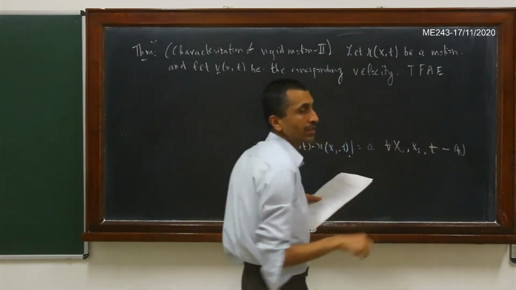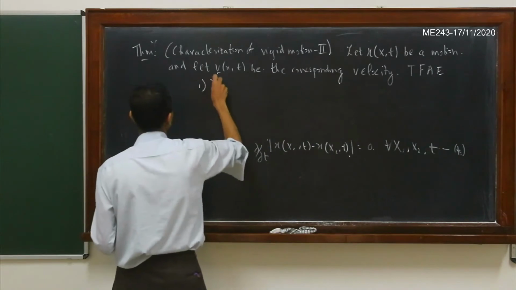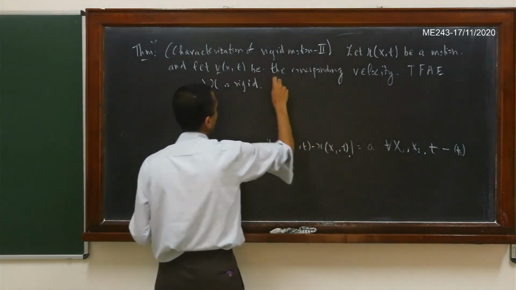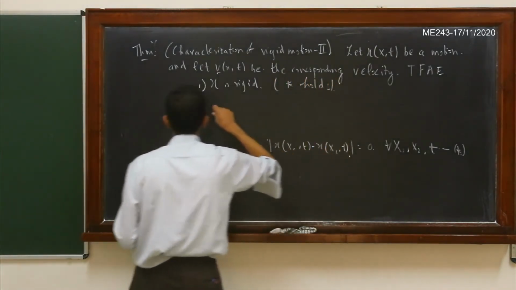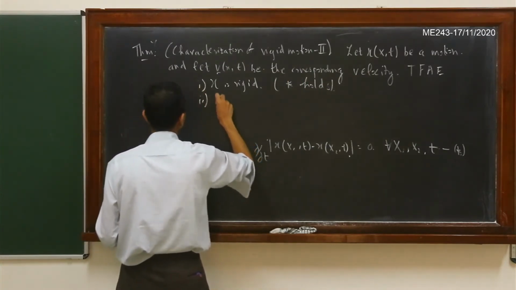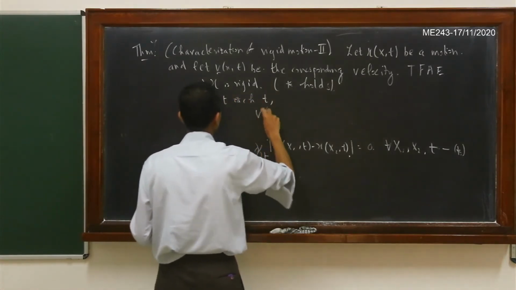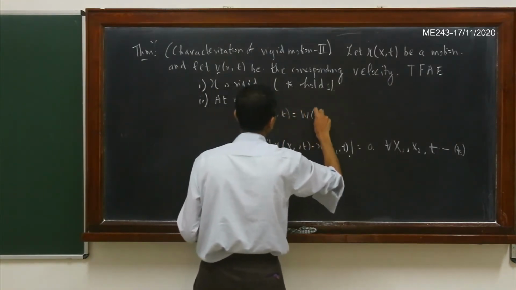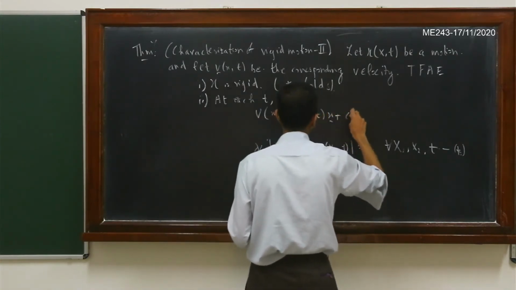TFAE as usual stands for the following are equivalent. One is that chi is rigid, which means that star holds. And two is that V at each t, V of x comma t, is W of t times x plus C of t.